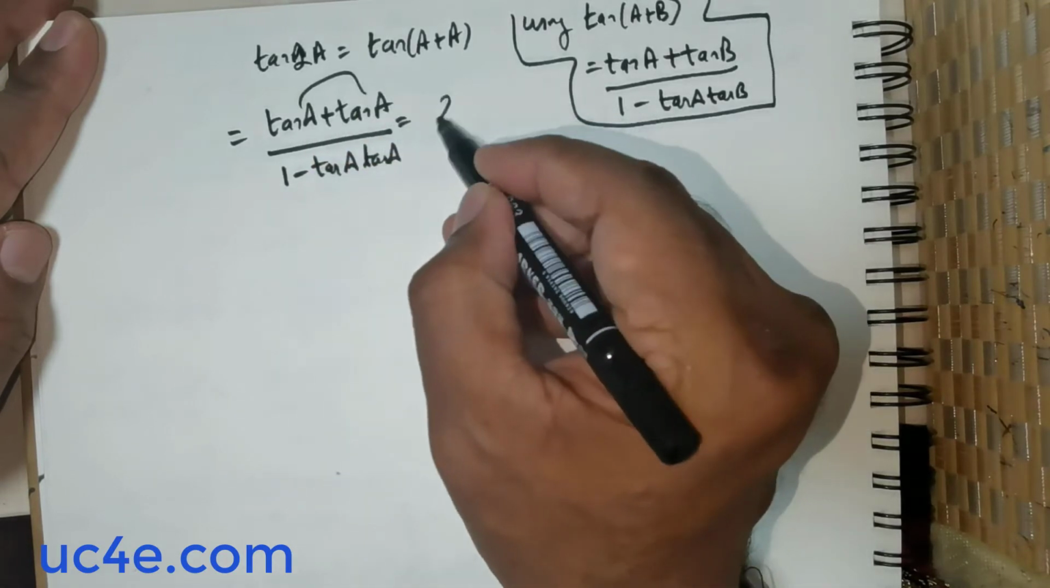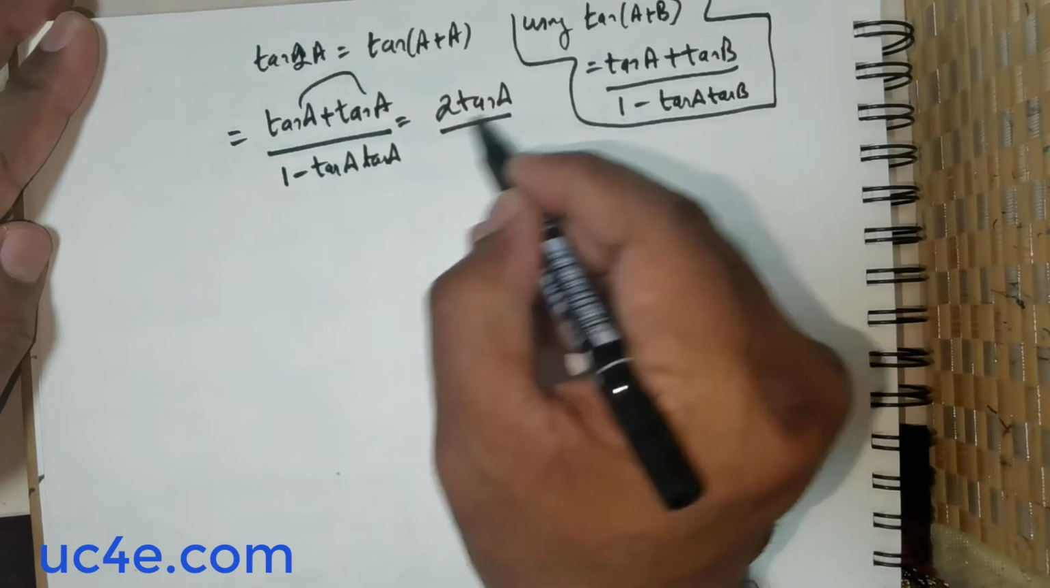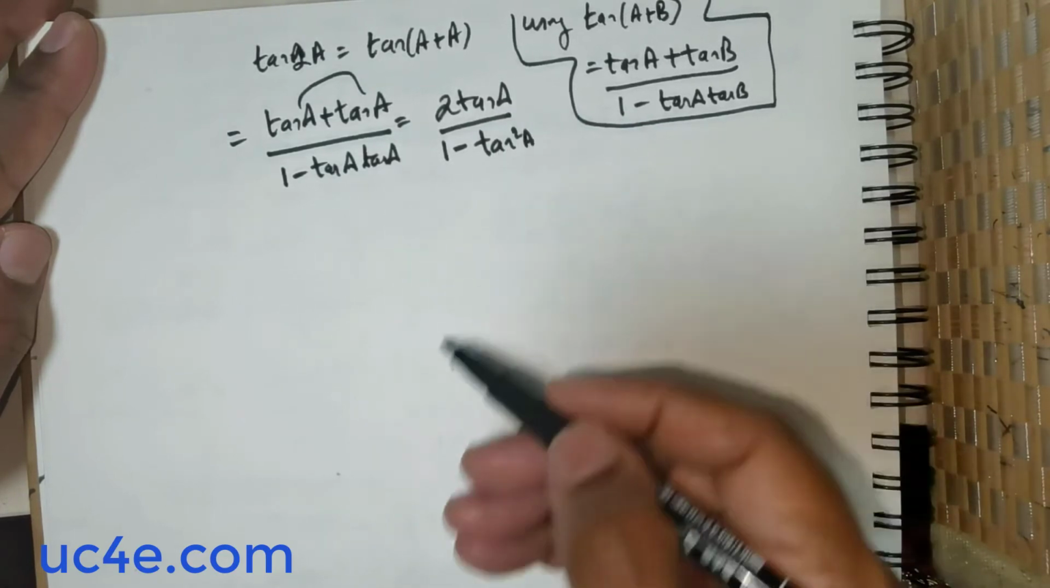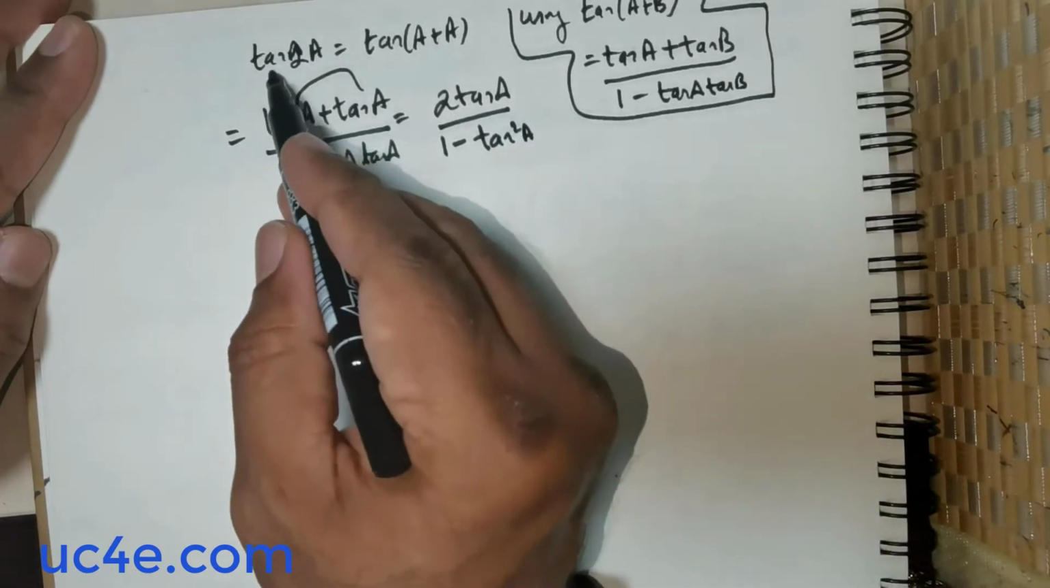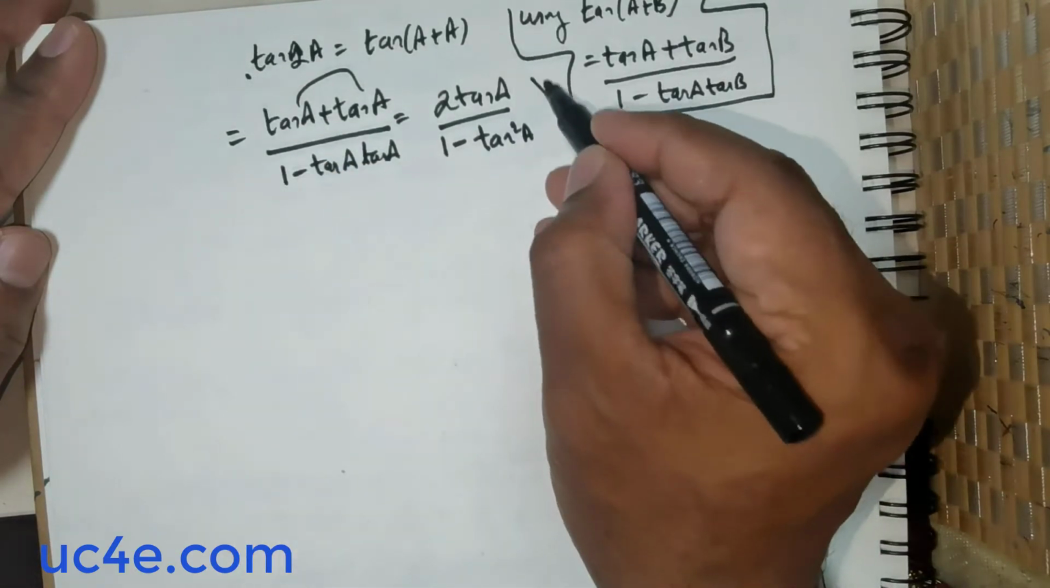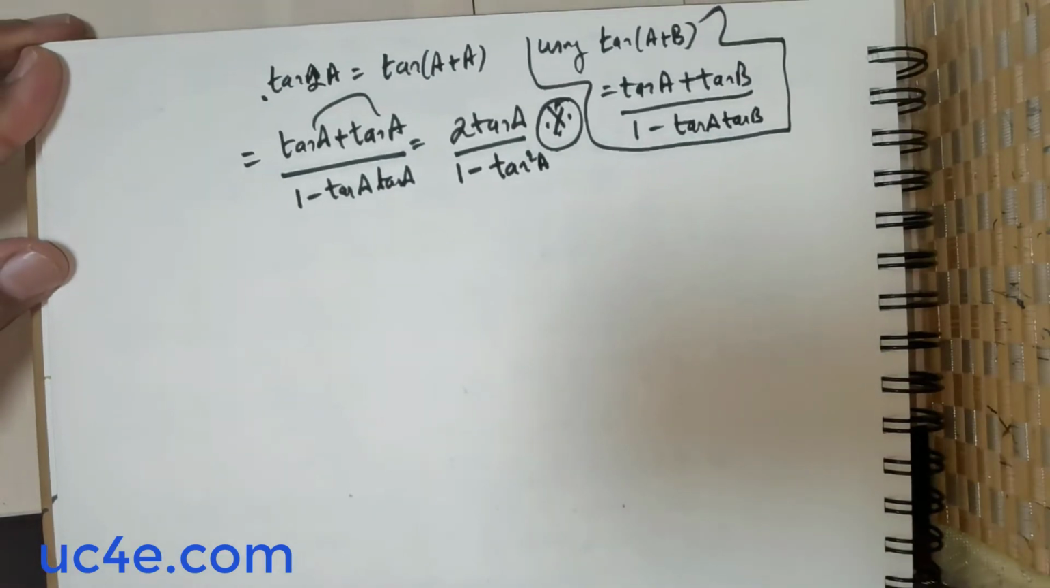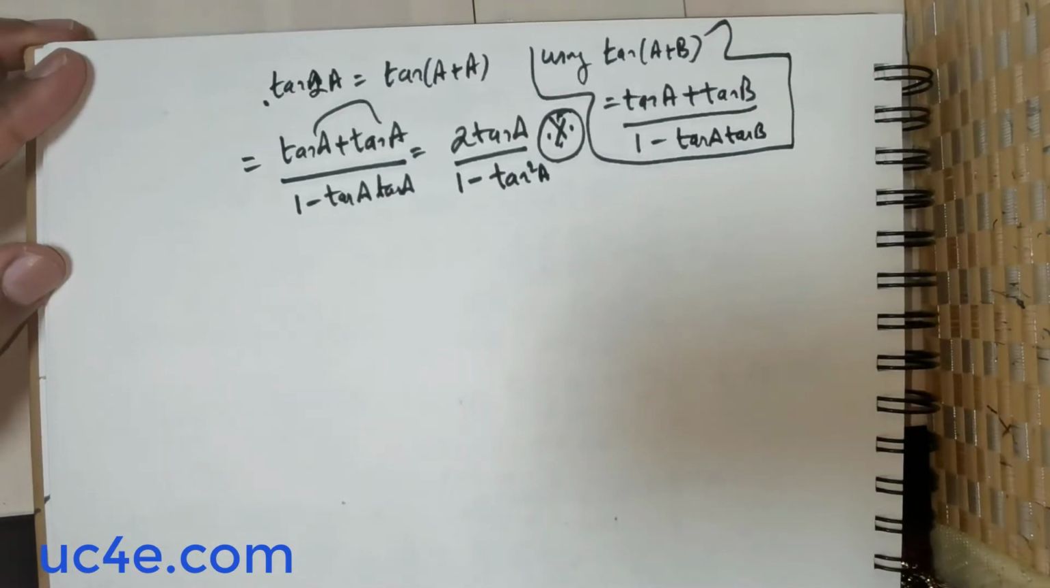Tan a added with tan a would give me 2 times tan a. 1 negative tan a times tan a would give me tan squared a. So this is a very important formula, and it is imperative that we also have a note of this. So having got this, let's move on to the next one.